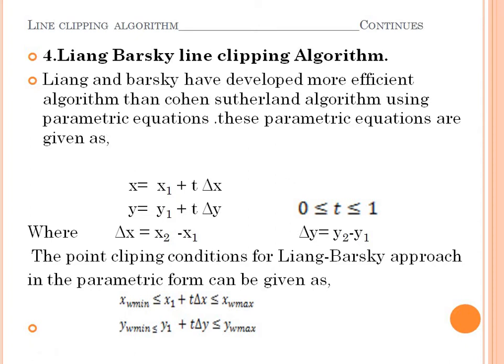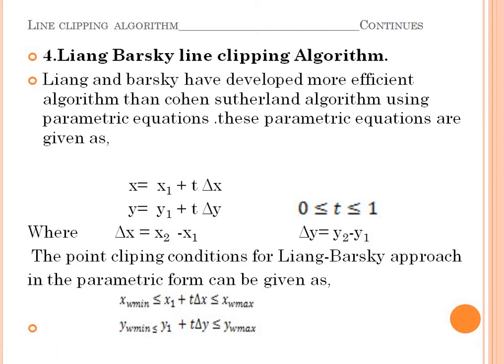These are the parametric equations of the line. In this, we know the x1 and y1 values and also the delta x and delta y values. Here the t value ranges from 0 to 1, that is t1 is equal to 0 and t2 is equal to 1.